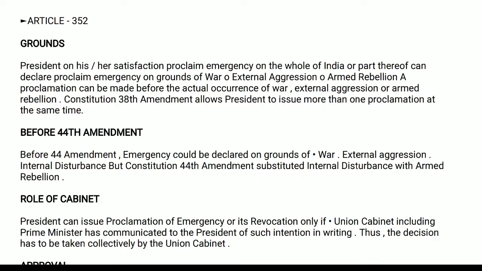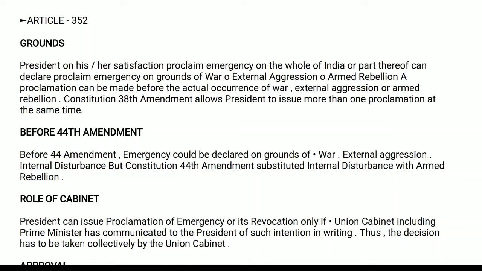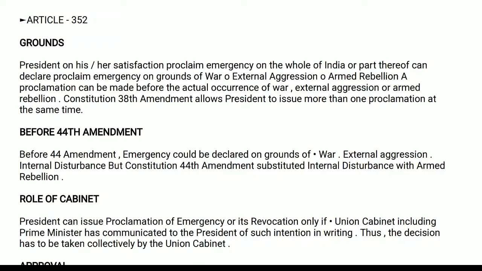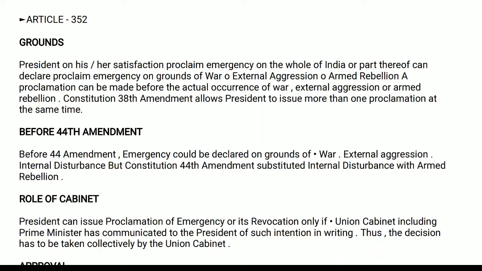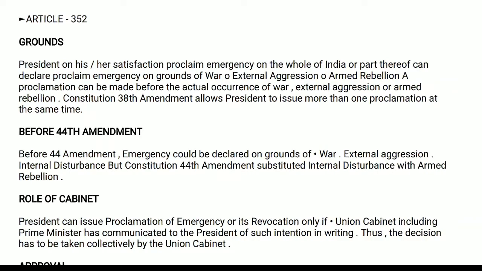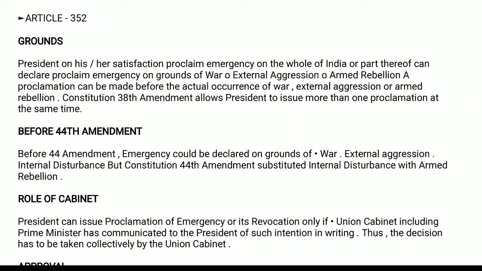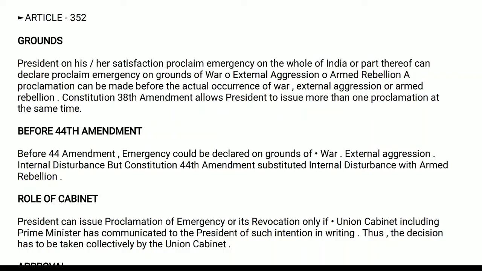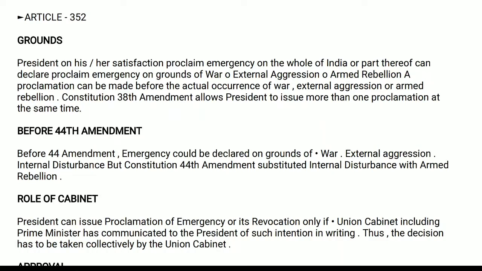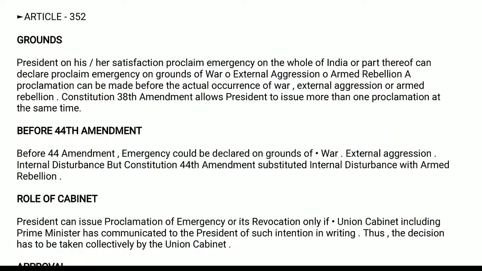Role of Cabinet. The President can issue a proclamation of emergency or its revocation only if the Union Cabinet including the Prime Minister has communicated to the President such intention in writing. Thus the decision has to be taken collectively by the Union Cabinet.